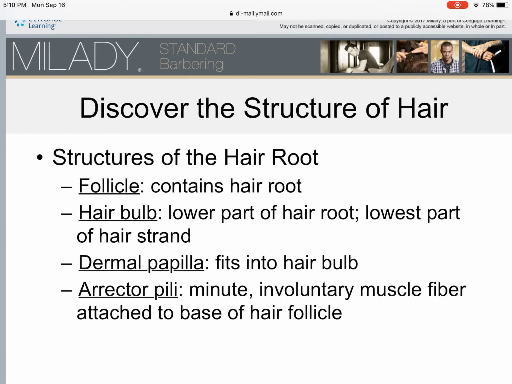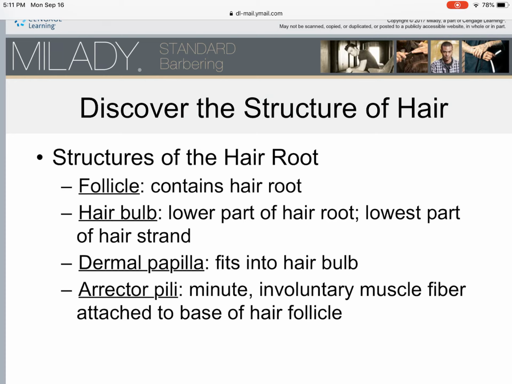Okay, so your hair follicle is a tube-like depression or pocket in the skin of our scalp that contains the hair root. The hair follicles are all over the body with the exception of the palms of the hand and the soles of the feet. Your hair bulb is a thickened club-shaped structure that forms the lower part of the hair root. The lower part of the hair bulb is hollow and it fits over and covers the dermal papilla.